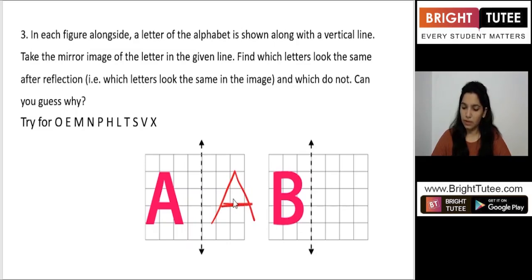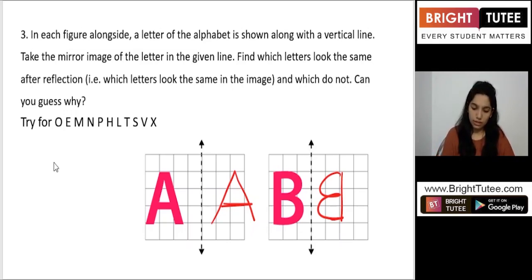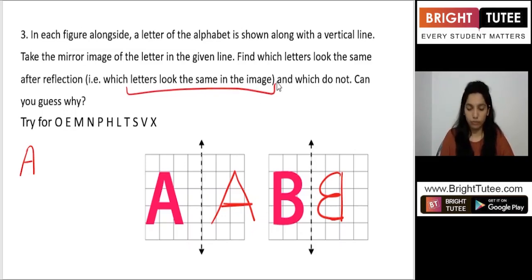Is that right? Now if I look at B, it will be having a straight line here and it will be facing like this, right? So clearly what we see is that these 2 images will not look the same when we are placing them in front of the mirror. So out of these 2, B is totally looking the opposite of itself. However, A is resembling itself. So the first letter that we can observe having the same image is A.